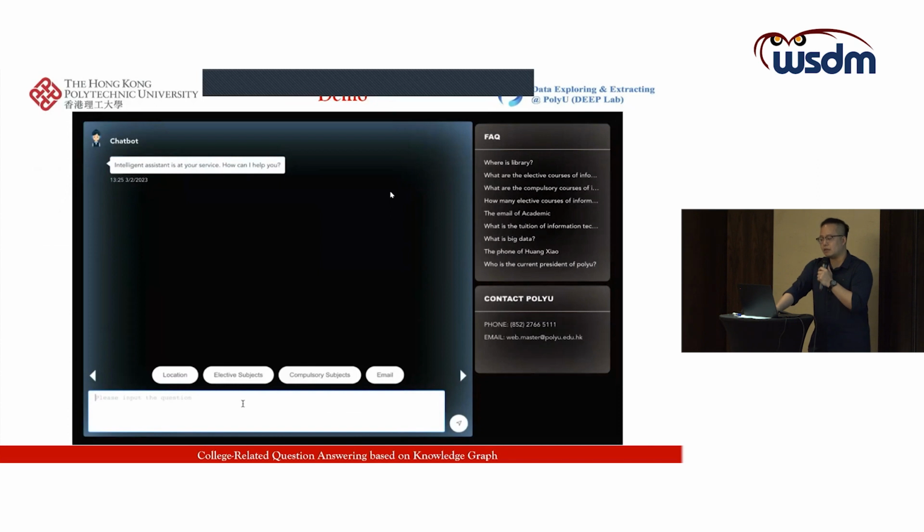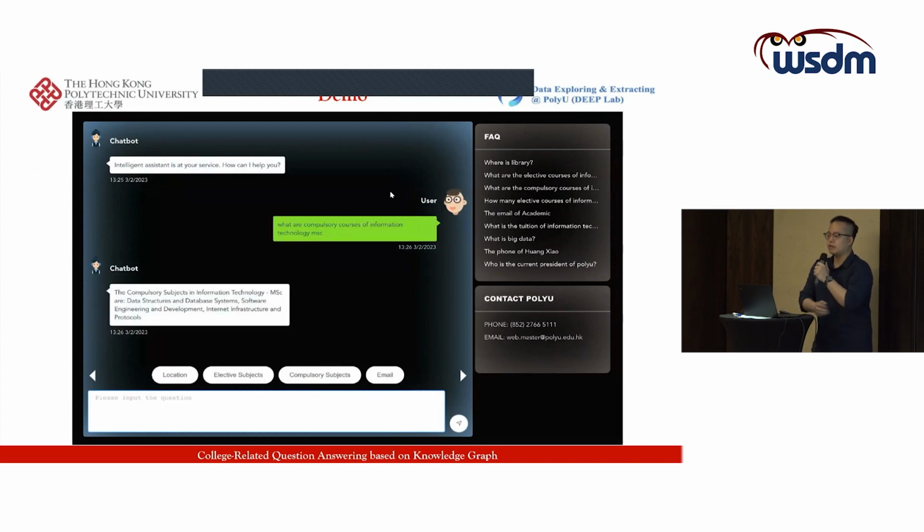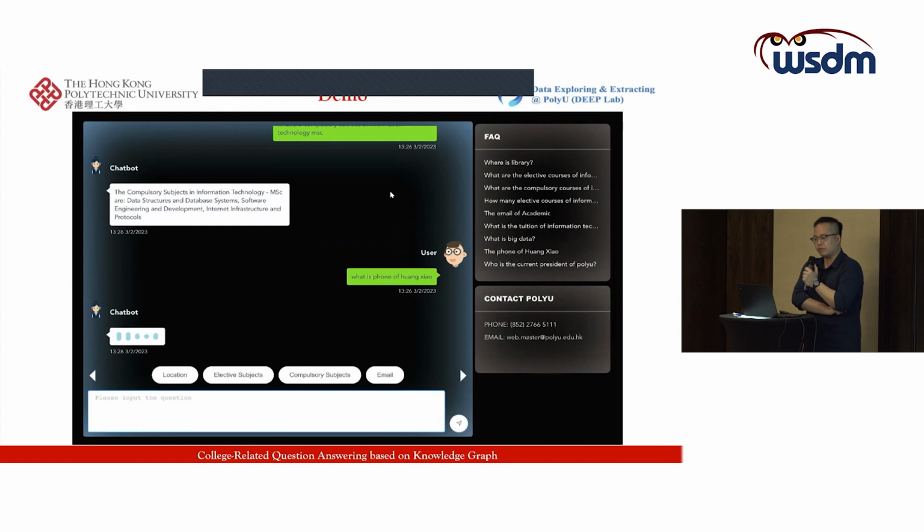After that, I would like to show you a brief demo answering two simple questions. First, I'm not sure whether you can see it clearly, it is asking for the compulsory courses for the MSc program majoring in information technology. Through this, the system very quickly goes through the rule-based component to answer and find the best matching rules. And for the second question, what is the phone number of the professor?